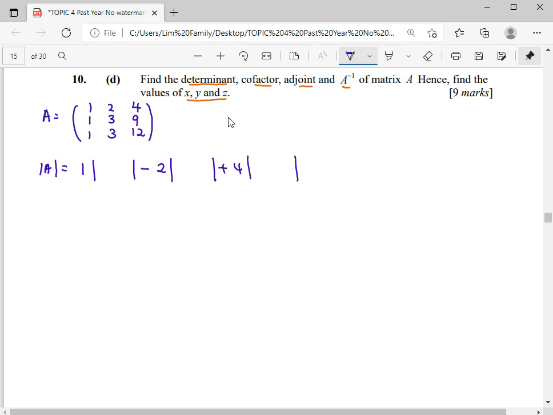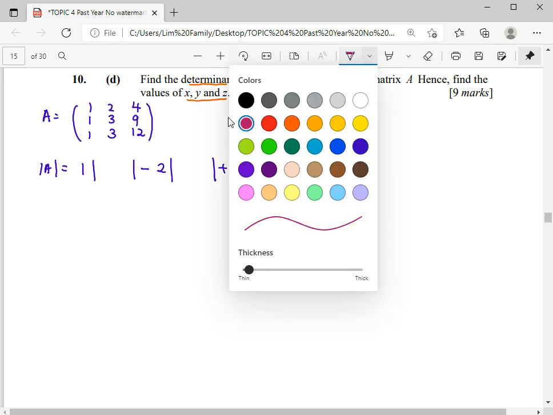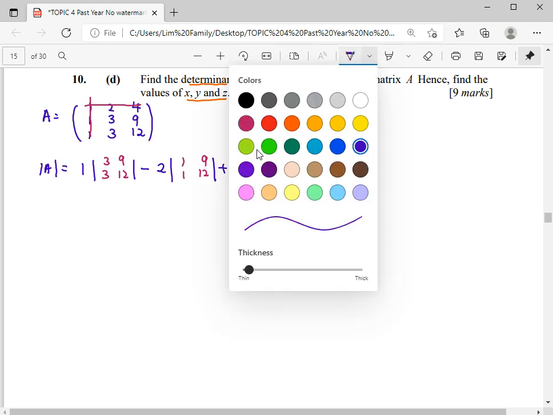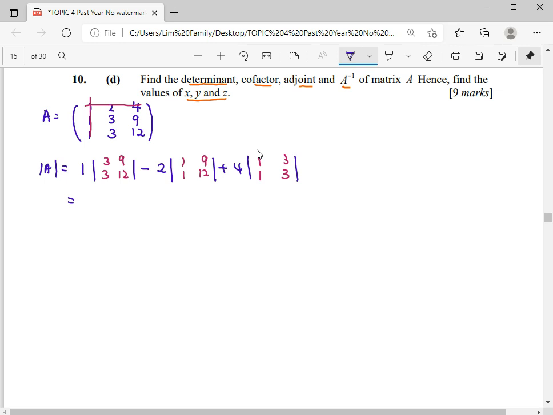So for A11, I can do it faster. I get 3, 3, 9, 12. Then I copy 9, 12 at the second entry here, then 3, 3 at the back. The remaining vertical entries are 1, 1. So this is how we get the determinant. Then we start to do the cross multiplication, AD minus BC.